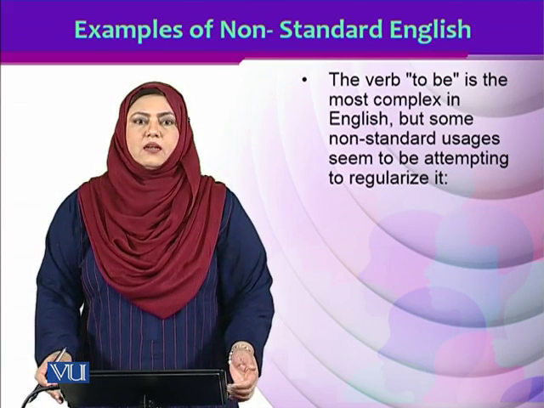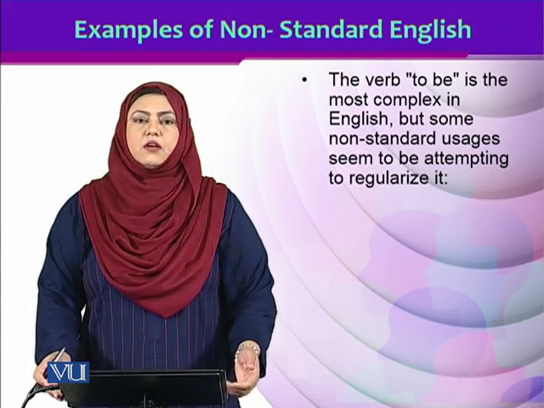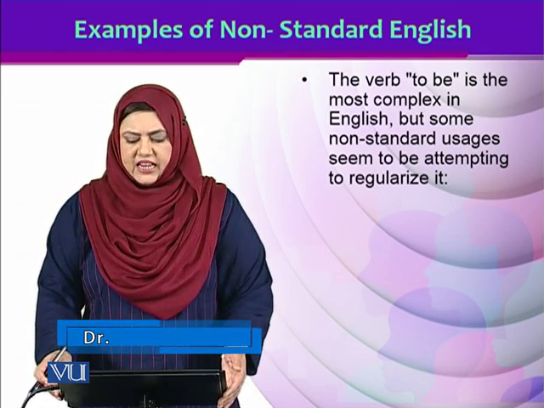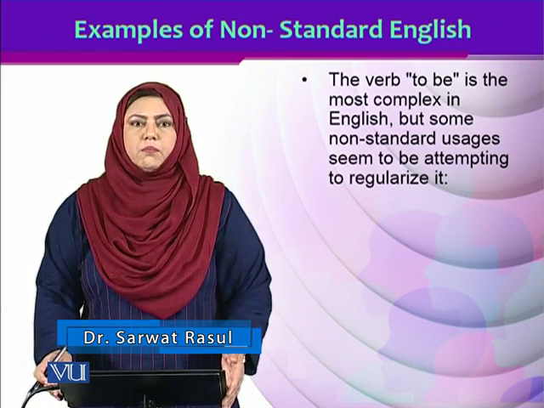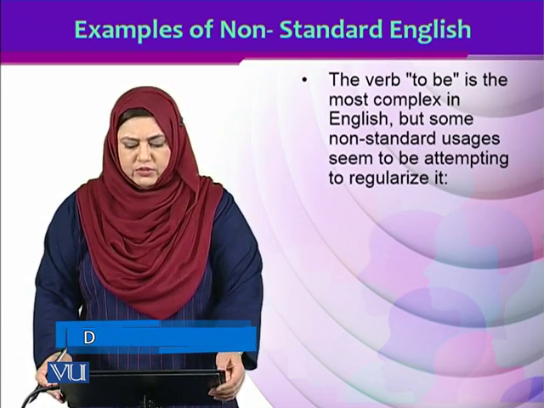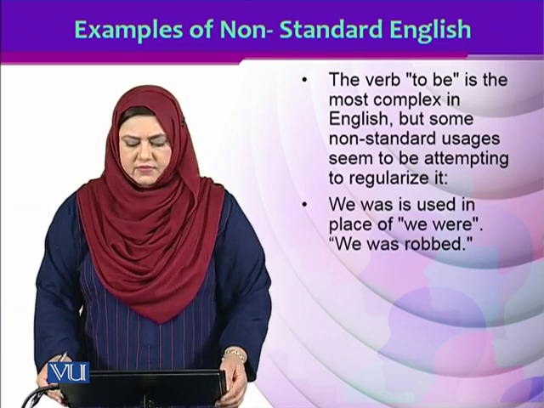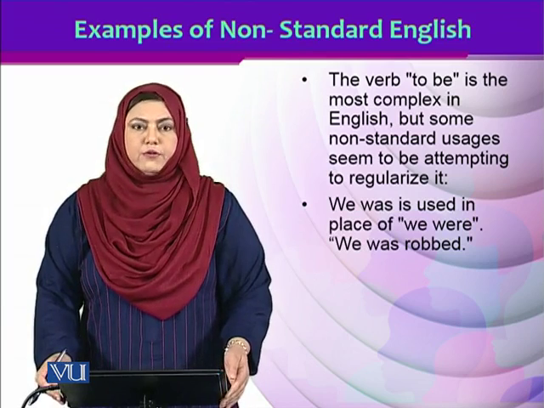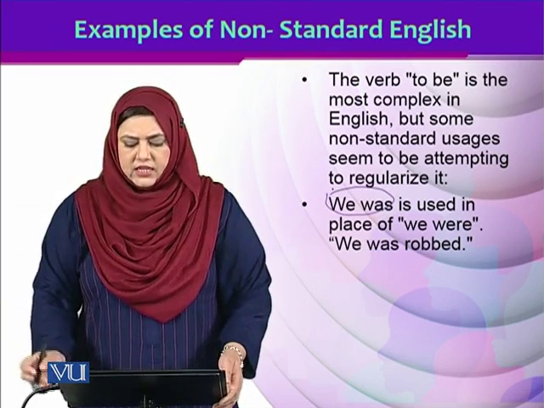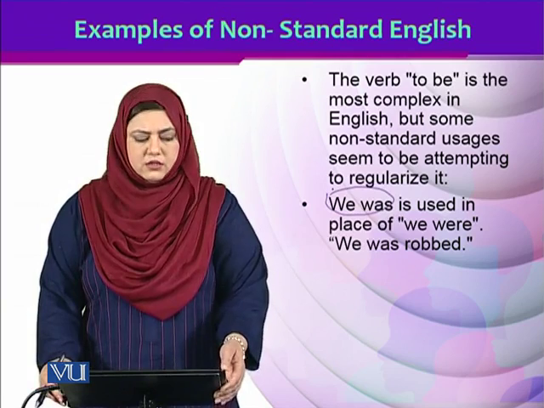To help you understand what it means when we talk of non-standard English and what the common examples of that can be, I would share some examples with you. For example, when it comes to the English language, the verb to be is a very complex form that is used in standard English, but some non-standard languages attempt to regularize it. For example, if you look at the screen, you can see we was. We was is used in place of we were. For example, we was robbed.